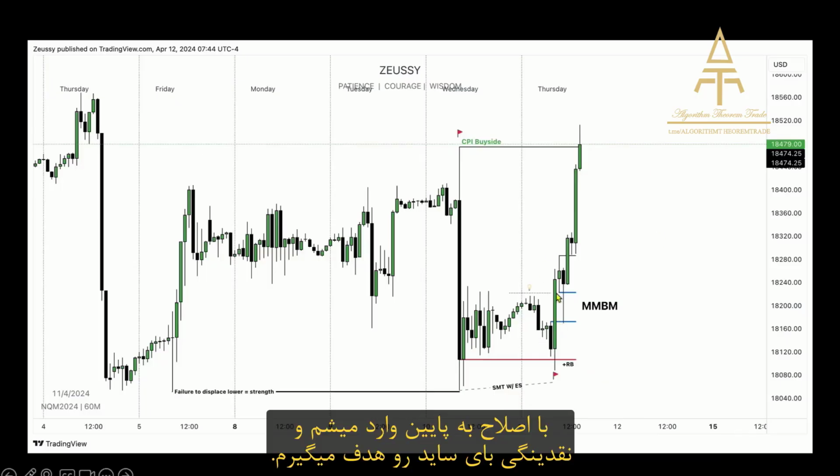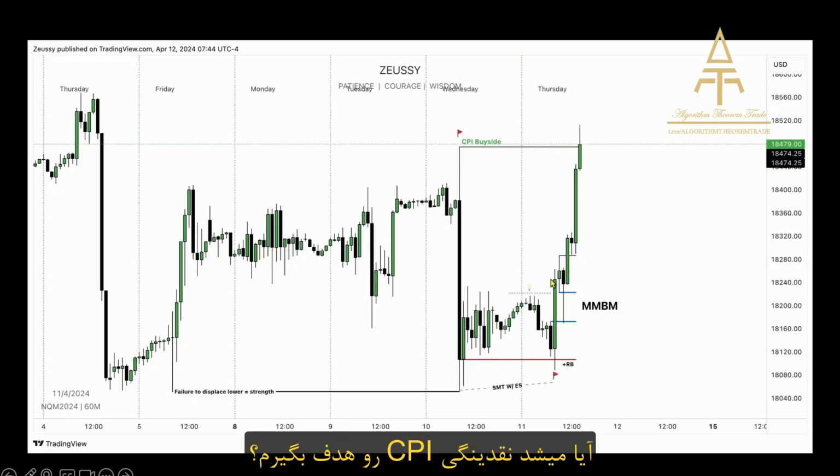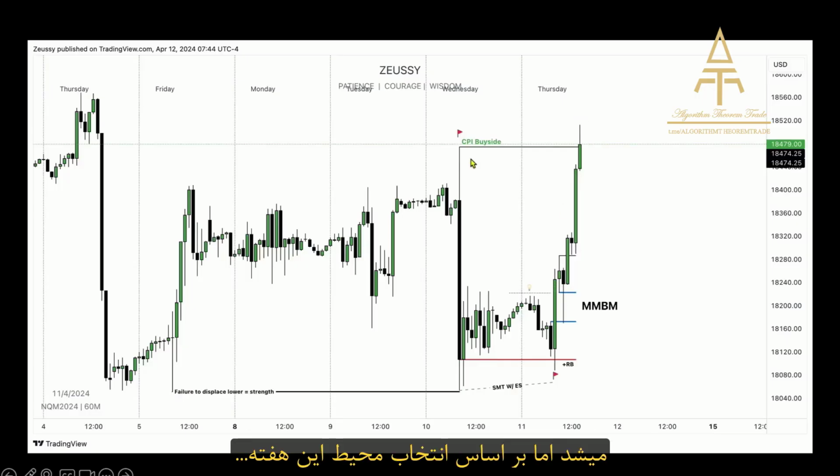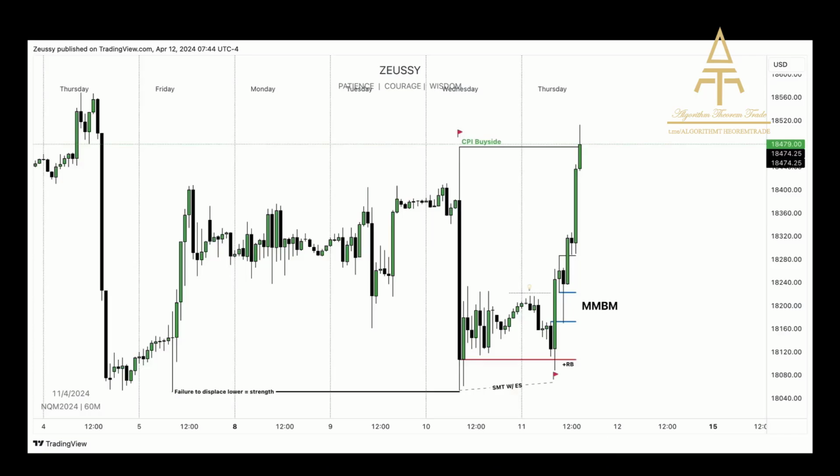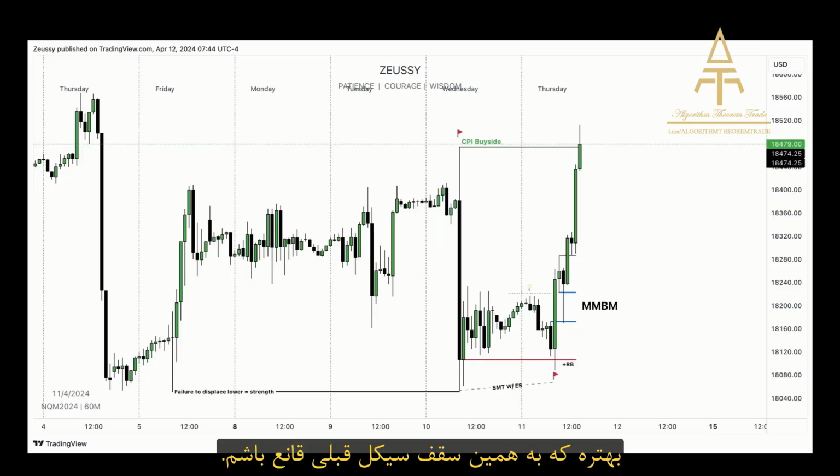Market displaces high, it retraces. This is where I went wrong, targeting buy side liquidity done. More than enough. Could I have held it all the way to the CPI high? Yes, I could. Technically speaking, yes. However, due to the environment selection of the whole week, I've decided to just take scalps, be content with enough, be content with previous cycles high, and that's it.